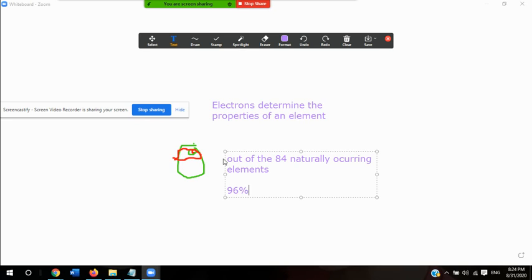Out of those 94 naturally occurring elements, 96% of the human body's mass is composed of carbon, which is represented by the letter C, hydrogen, which is represented by the letter H, oxygen, which is represented by the letter O, and nitrogen, which is represented by the letter N. And in biology, we refer to them as CHON.